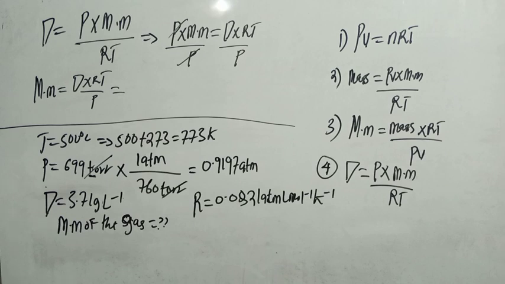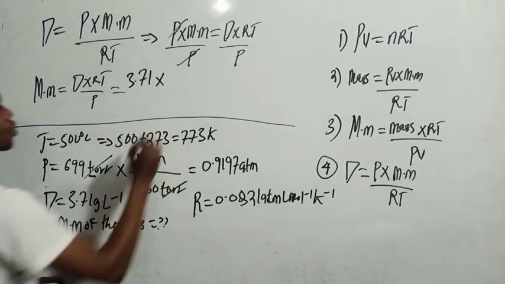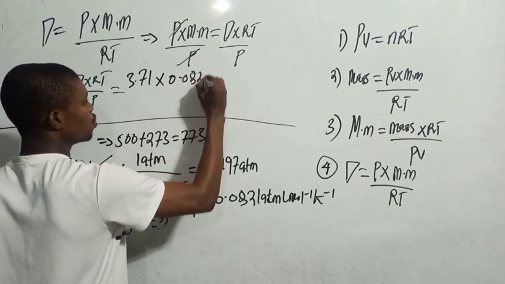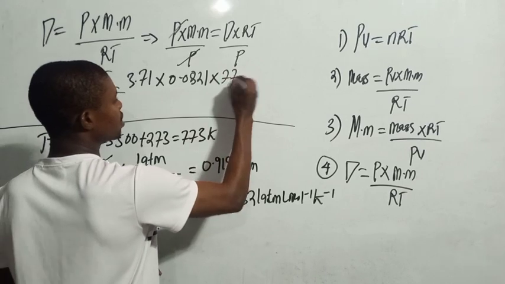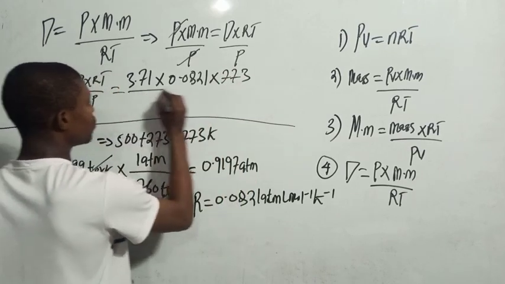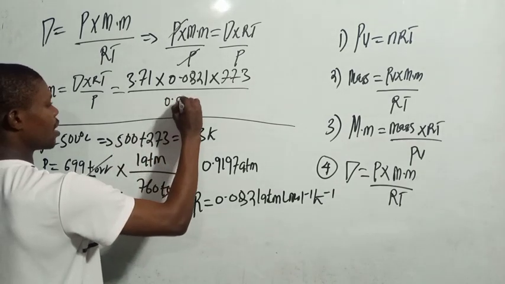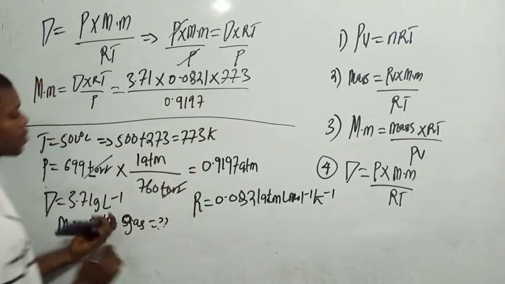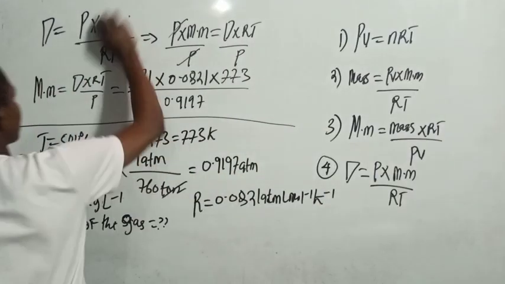What I want to do now is input my values. My density is 3.71, times R, 0.082, times T, 773, over P, 0.9197. So what I want to do is to punch your calculator and get your answer.